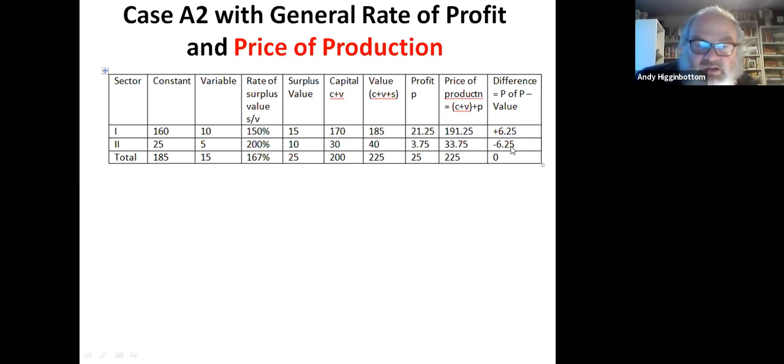Contrastingly, it's lower in the low composition sector. And this is what Marx is positing as the mechanism of equalization of the rate of profit across the two sectors. So in this case, both sectors would get the same rate of profit, which would be 12.5%.